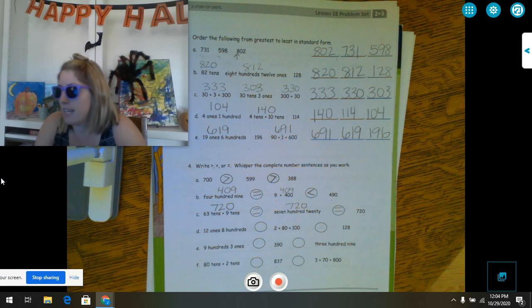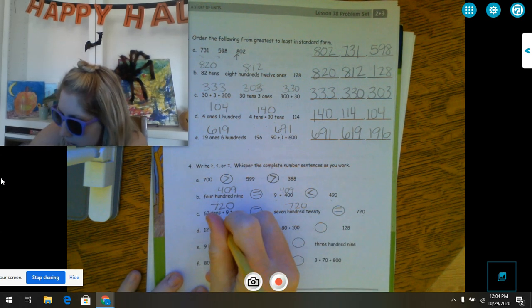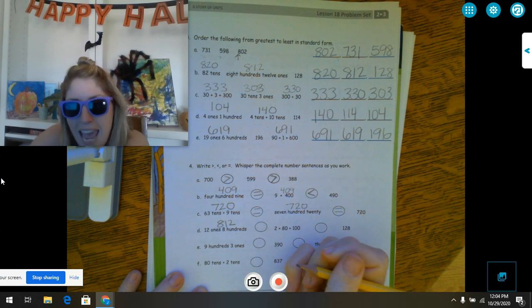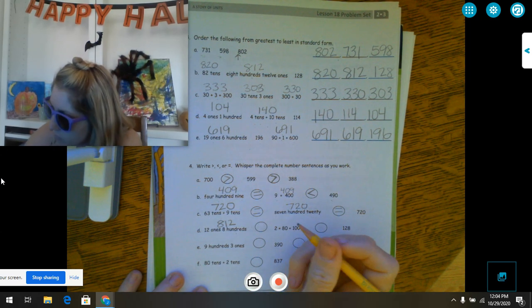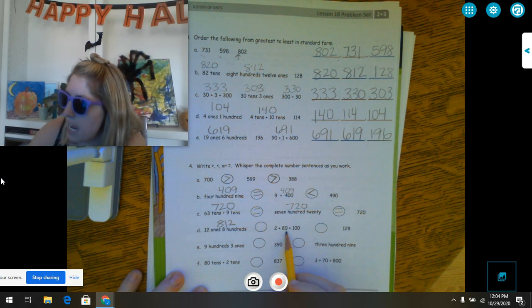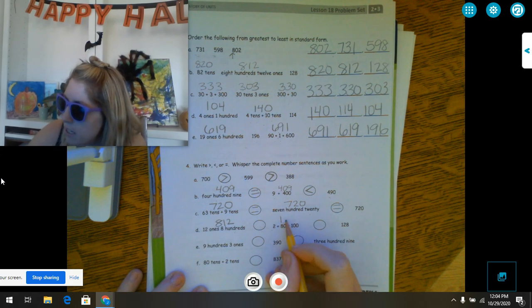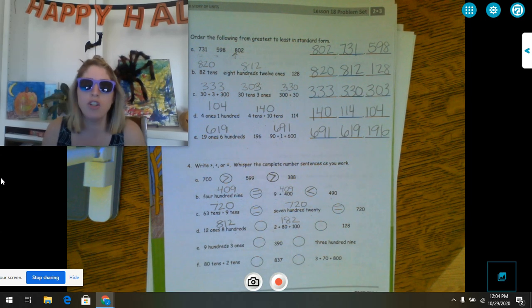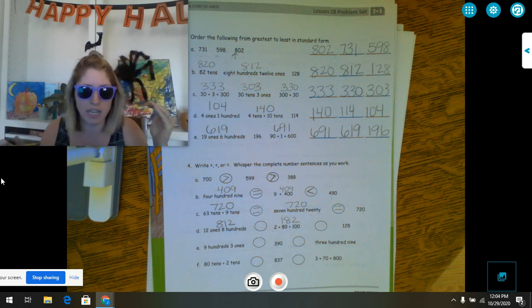Okay. Next, letter D, 12 ones, 8 hundredths. So we're going to write that out in standard form, 8 hundredths and then 12 ones, which is a 10 and 2 ones. This one we have 100, 8 tens, 2 ones. And this one's already in standard form, 128. So let's look at those first two. We have 812 and 182.